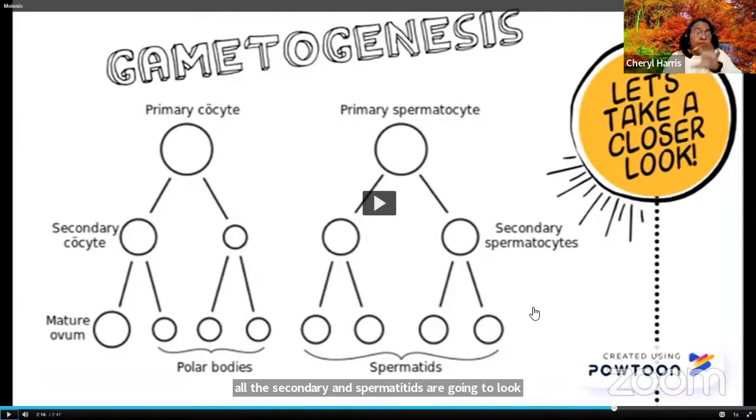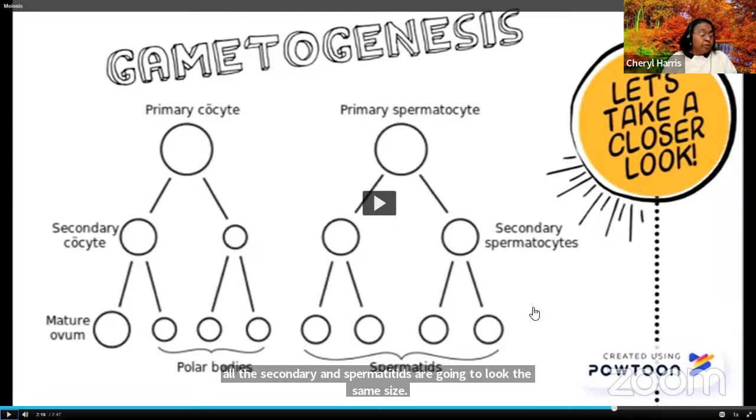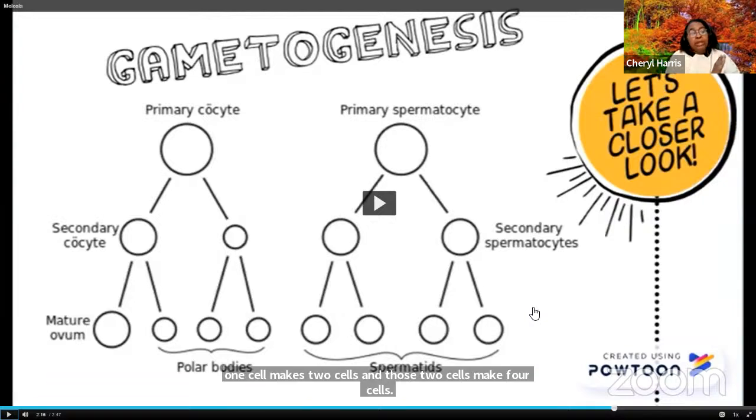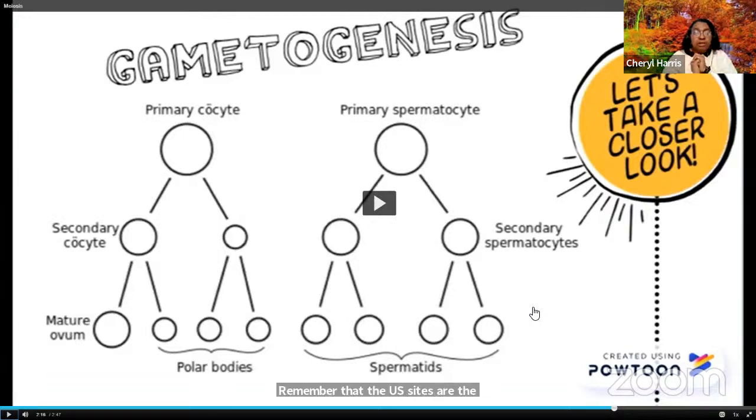All right, so this is kind of a graphic organizer to give you a visual of you start with one cell, the one cell makes two cells, and those two cells make four cells. Remember that the oocytes are the females and the spermatocytes are the males.